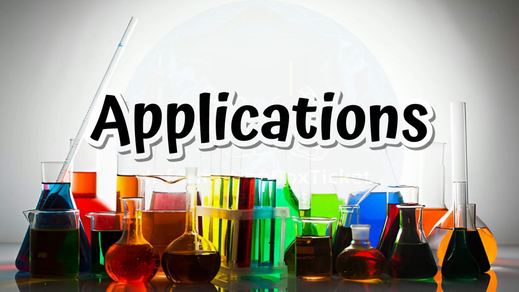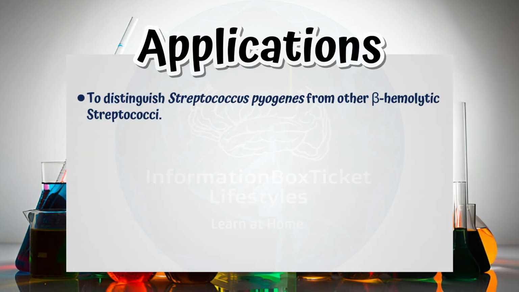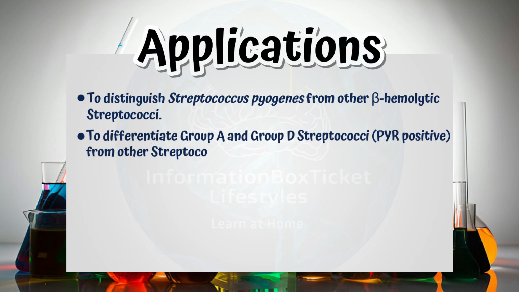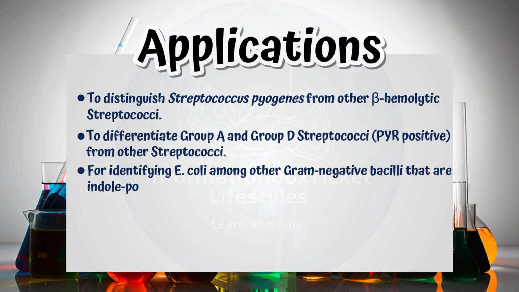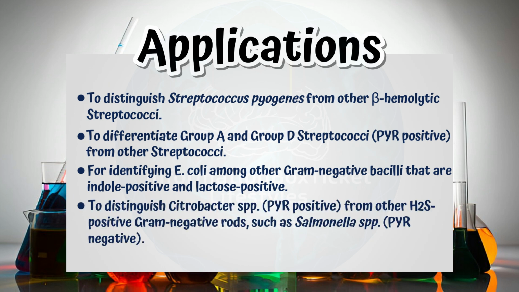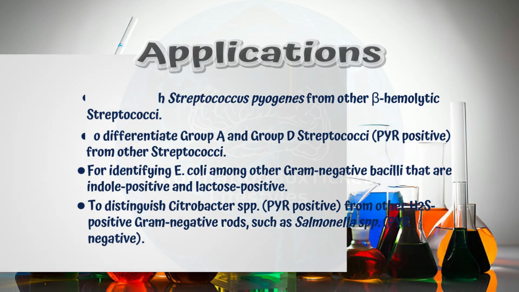Applications of PYR test. To distinguish Streptococcus pyogenes from other beta-hemolytic Streptococci. To differentiate Group A and Group D Streptococci, PYR positive, from other Streptococci. For identifying E. coli, PYR negative, among other gram-negative bacilli that are indole positive and lactose positive. To distinguish Citrobacter spp., PYR positive, from other H2S positive gram-negative rods, such as Salmonella spp., PYR negative.